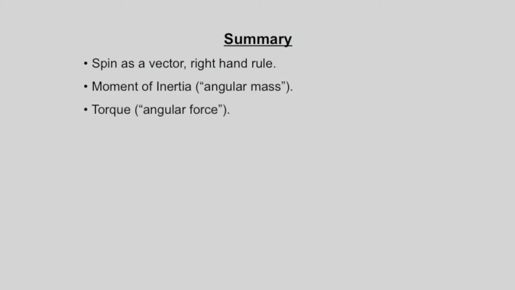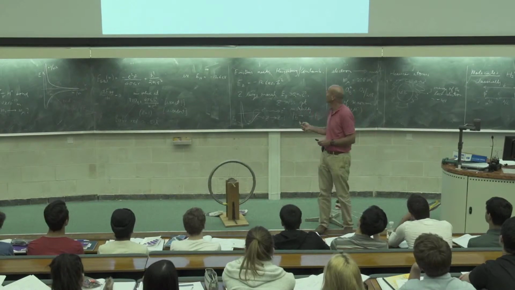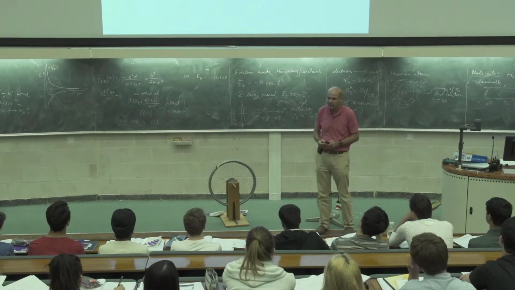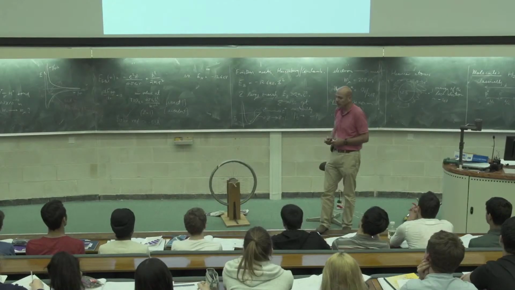Spin is a vector, and you use your right hand to take cross products, and right-hand rules are very useful in describing it. There's a moment of inertia, which is angular mass. There's torque, which is angular force, and there's angular momentum corresponding to linear momentum. Angular momentum is conserved, but some very interesting things can happen, and we saw the ice skater and the cat. And if you change angular momentum, that's when you have a torque or a force acting, then you have precession.